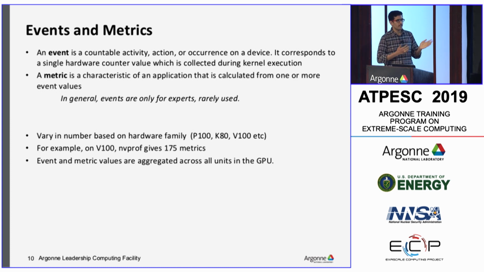Generally we rely on metrics rather than events. The number of counters exposed to the application depends on the GPU family. For example, on V100s, if you're using NVProf, you can get at least 160-plus metrics. If you're running on multiple GPUs, the standard way is that the numbers are aggregated across all devices, but there are a bunch of ways you can still fine-tune what metrics you want and on what devices you want to invoke them.